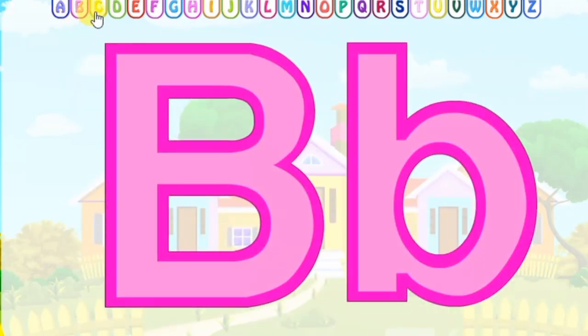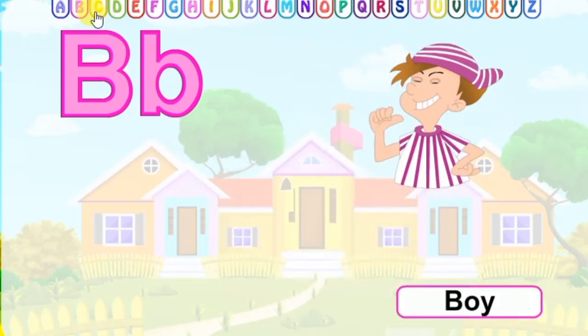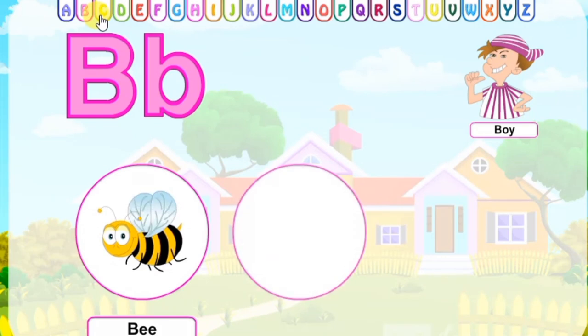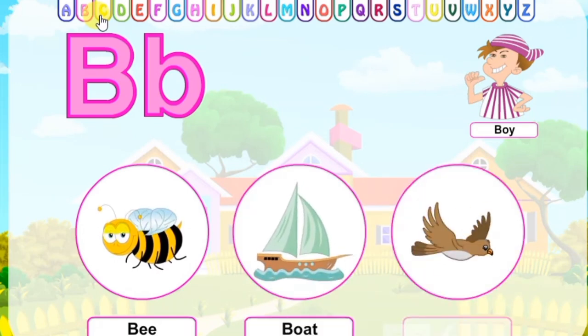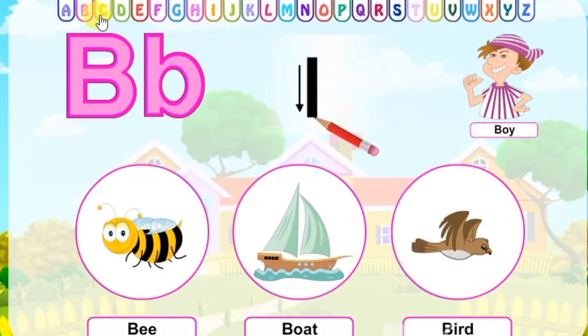B. Boy, B. Boat, beard. Join the dots to make B.